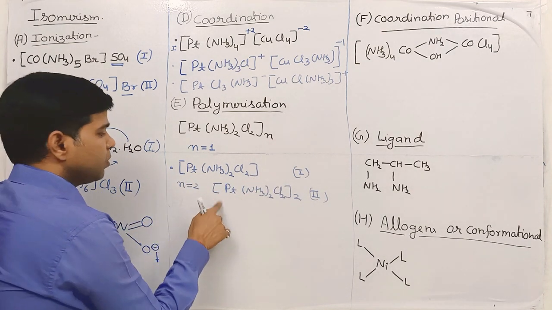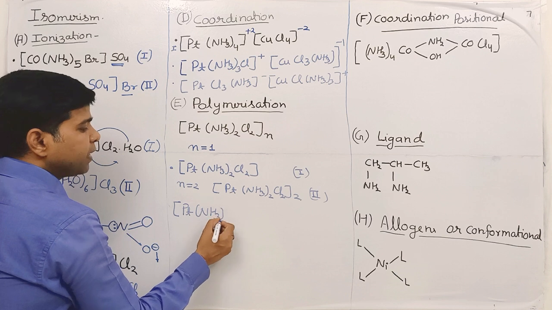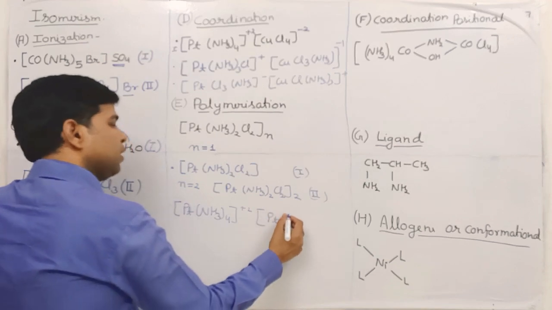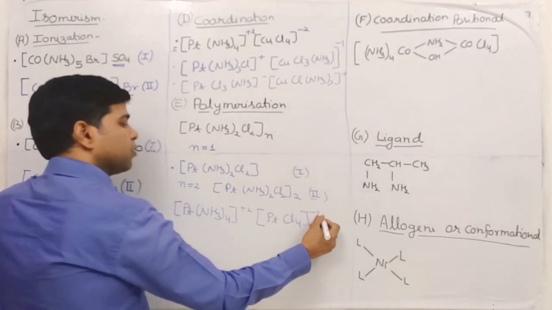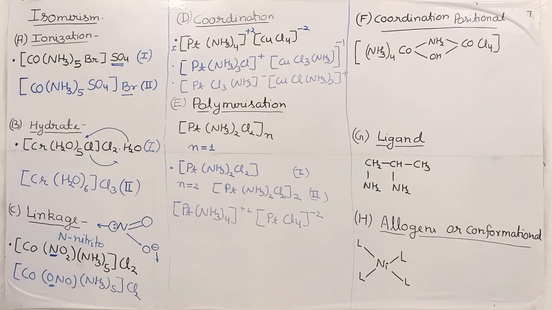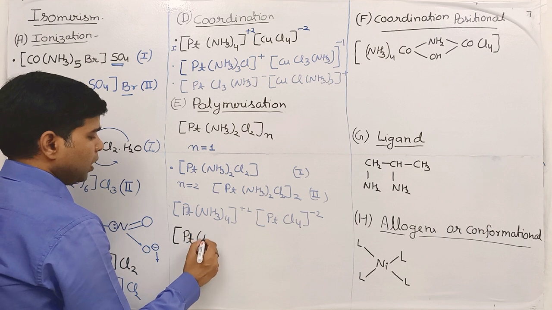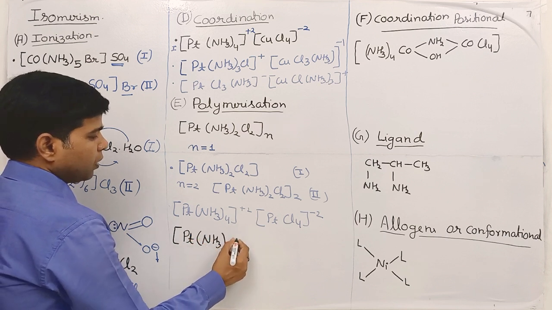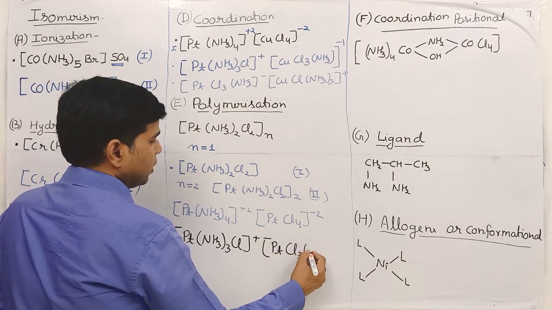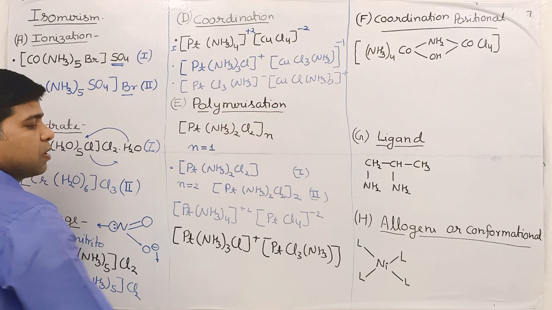What are the possible structures of this compound? With the Pt, you can write [Pt(NH3)4] 2+ charge, another [PtCl4] 2- charge. Now one by one you can also exchange the ligand between the Pt and Cl. What is the next possibility we have? [Pt(NH3)3Cl]+1 [PtCl3NH3]-1. This is the compound we have.